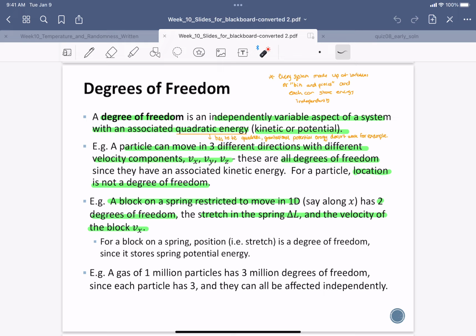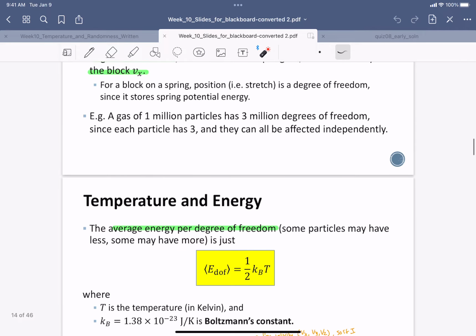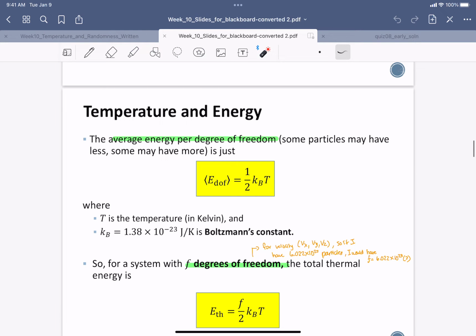So you have energy that can be stored in the X direction, that's kinetic energy where it's just moving, or you can have potential energy stored in the stretch of the spring. So degrees of freedom, I don't think you have to worry too much about that. This is the equation for average energy per degree of freedom. In 1 degree of freedom, your energy should be half kBT.